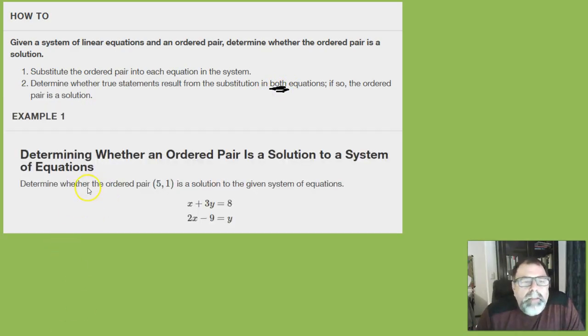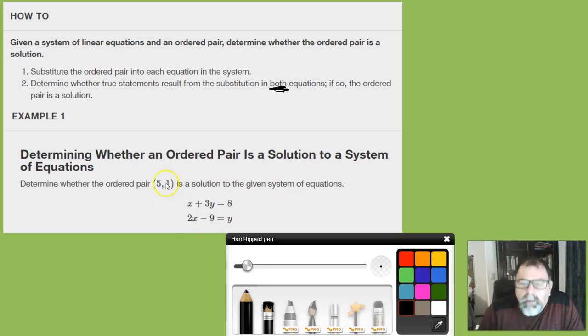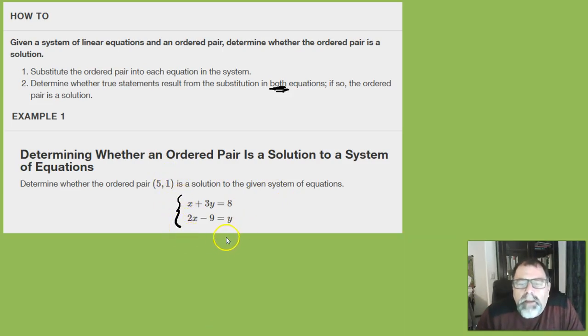All right, let's try example 1. Determine whether the ordered pair (5, 1) is a solution to the given system of equations. In a lot of books, you'll see when they do a system, they'll put a brace over here like that. Some books do, some don't. So we're thinking of this as a system together. So we're going to plug in (5, 1) into both equations.